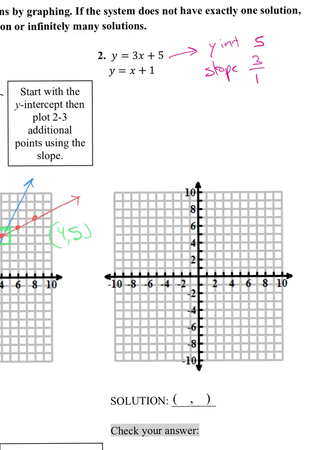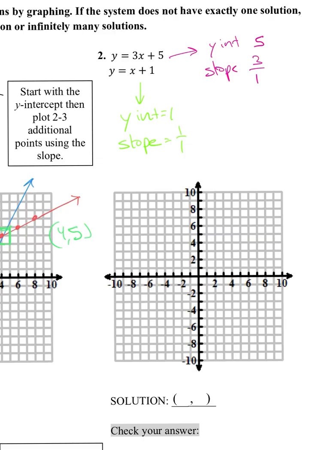All right, for the second equation, I'm going to choose a different color, a darker looking green. For this one, my y-intercept is 1, and for my slope, there is no number in front of the x term. If there isn't one, guess what your slope is? It's 1 over 1, so 1. All right, so that's our slope.